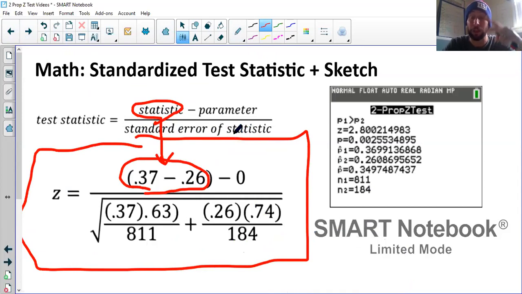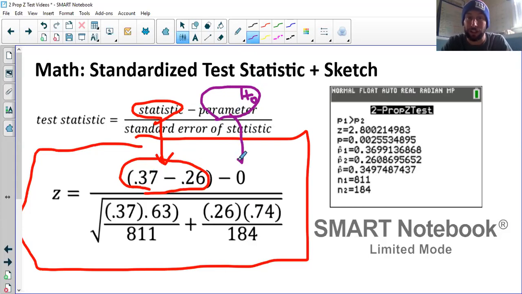Going back to the two prop z interval stuff, anytime we have two statistics, two values, we're going to focus on the difference. Since I have two p-hats, I'm going to subtract them. The parameter idea is always based on our null hypothesis. So this red, that's our sample difference. We could write that as 0.11.